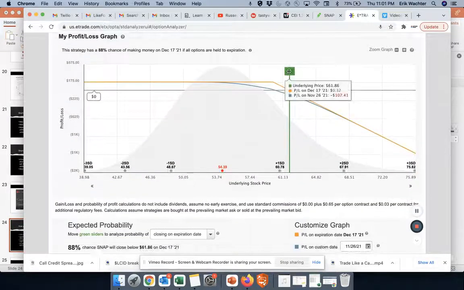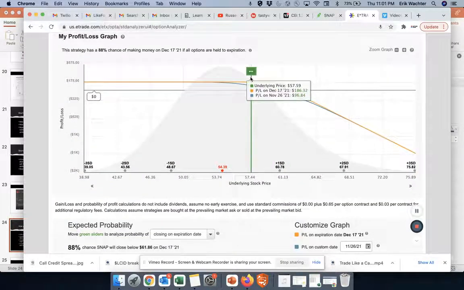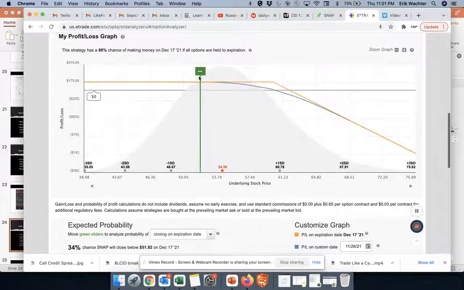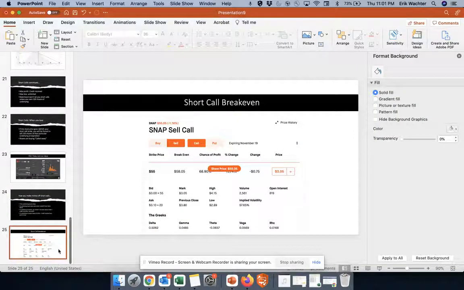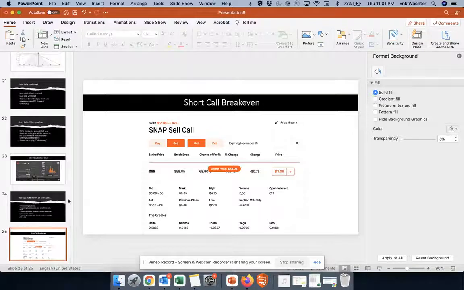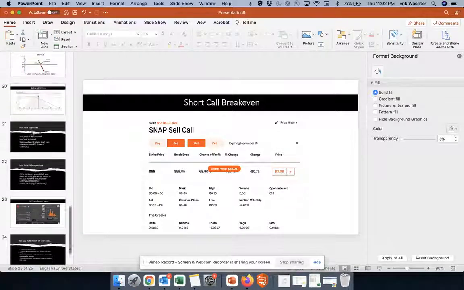So yeah, if the call goes down a couple dollars a couple weeks from today, I will make $180. I can buy to close, and then I keep that $180. Okay. And we already went over break even. So yeah, basically that's sort of call selling and buying.